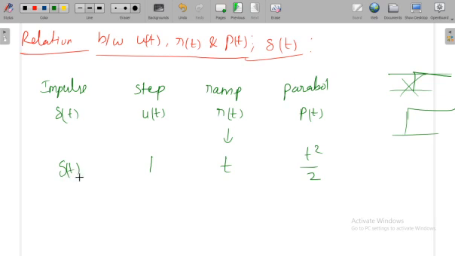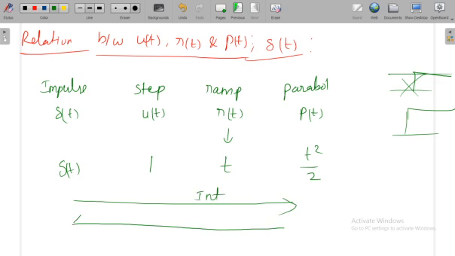Then finally, if you have an impulse and you do the integration, you will get 1. If you integrate this one, you will get t, and integrating again gives t square by 2. So if you go in this direction, it is like integration. If you go in the other direction, it is like differentiation. Now you can write the relationship between all of them.